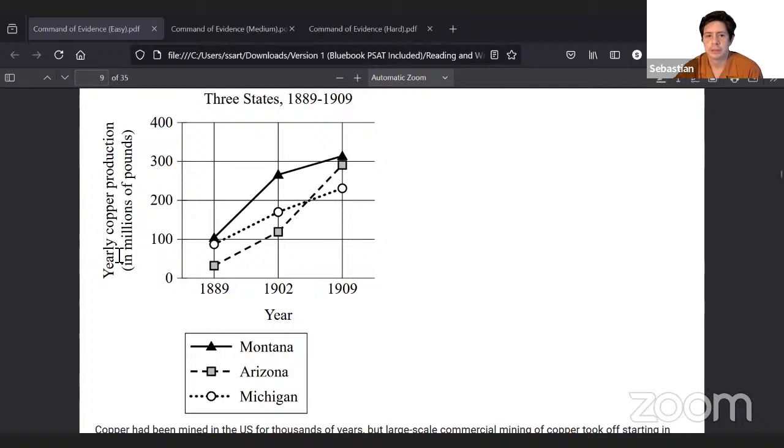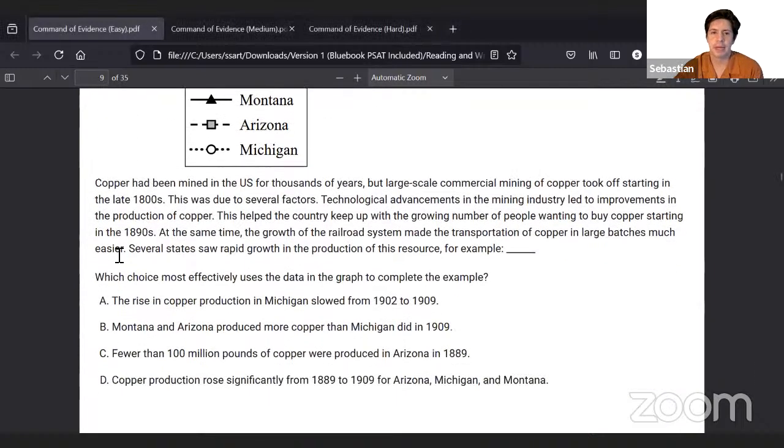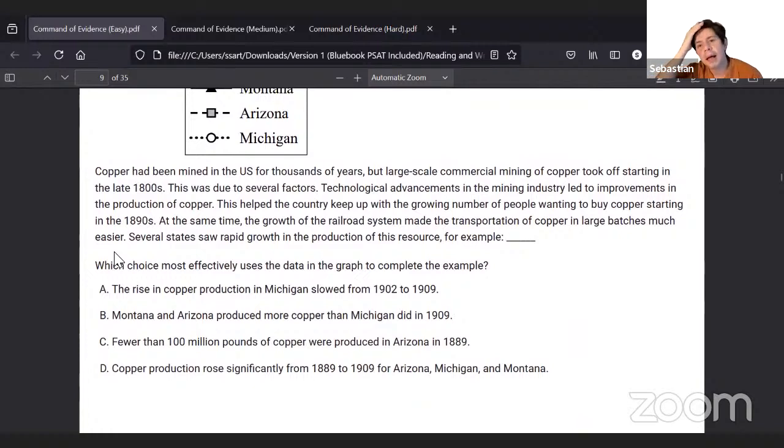Copper had been mined in the US for thousands of years, but large-scale commercial mining in copper rock took off starting in the late 1800s. This was due to several factors. Technological advancements in the mining industry led to improvements in the production of copper. This helped the country keep up with the growing number of people wanting to buy copper starting in the 1890s. At the same time, the growth of the railroad system made the transportation of copper in large batches much easier. Several states saw rapid growth in the production of the resource.